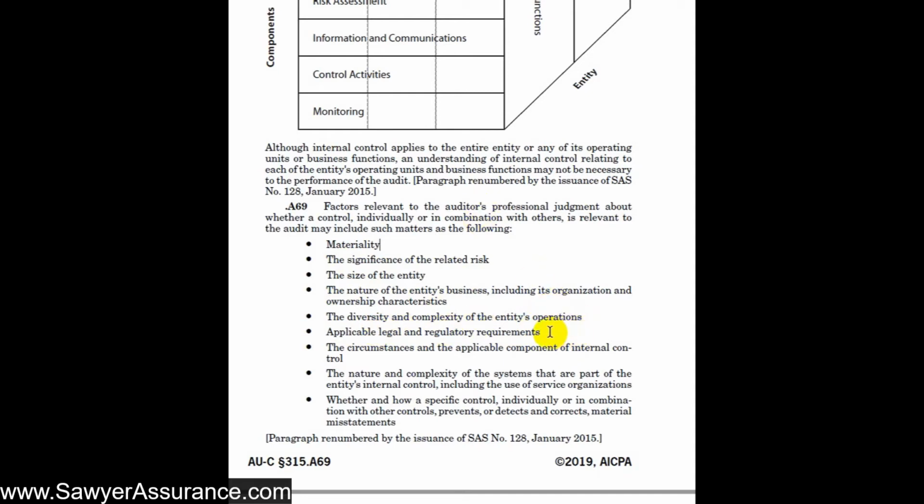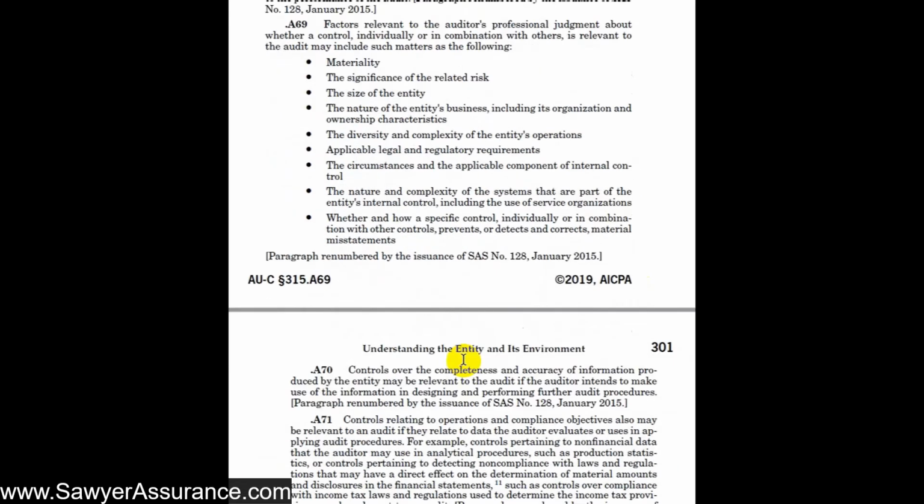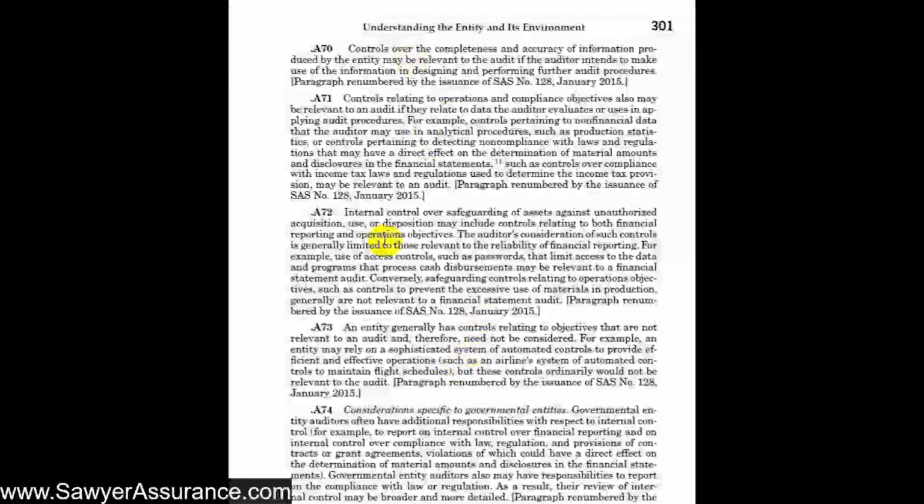Or in the instance of entities receiving federal funds, there might be more relevant controls related to making sure that they comply with their grant agreements and such. And also the nature and complexity of their systems, and whether the control is related to things that might be material misstatements if it were not operating correctly. So we can use our professional judgment in those instances to determine whether a control is relevant for our audit. So then now they give us a few examples also.